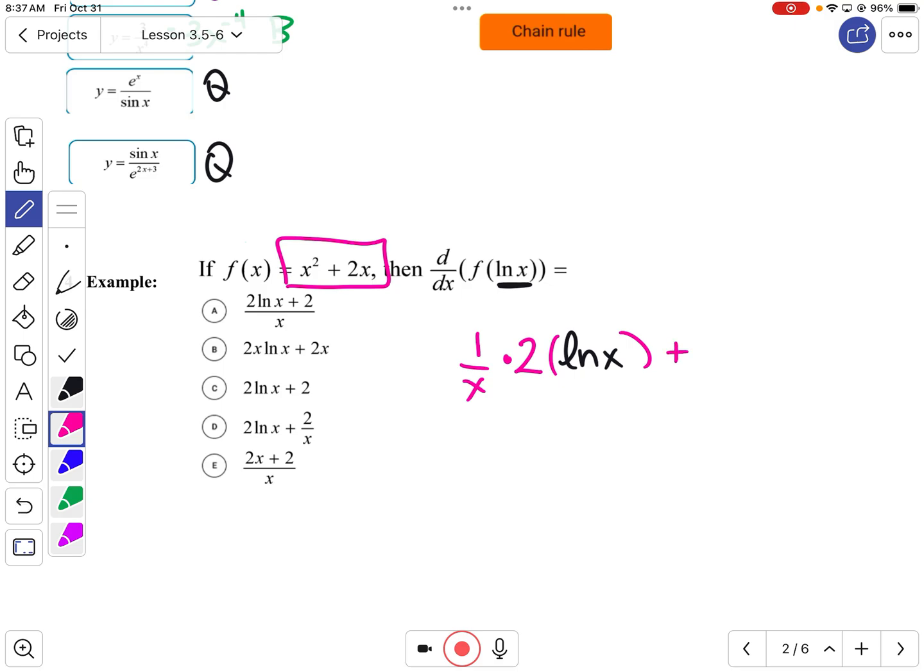Plus, let's see. And then what's derivative of 2x? 2. Now, be careful here because I probably should have put a bracket right there because I'm taking 1 over x times all of that stuff, all right? And so if we simplify, the x is going to stay on the bottom. The top would be 2 ln of x plus 2, which is a.